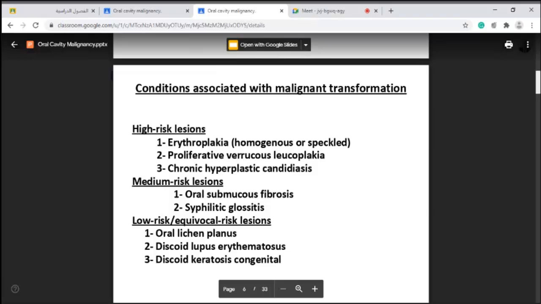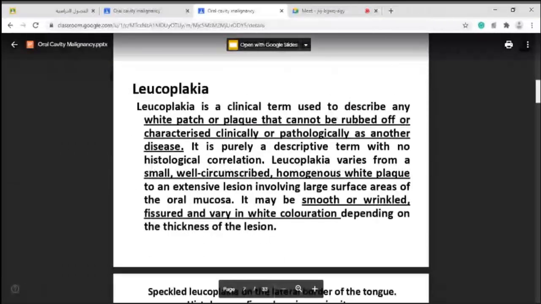Leukoplakia is a term used to describe any white patch or plaque in the oral cavity that cannot be rubbed off. This is an important differential diagnosis: how to differentiate it from the coated tongue of a dehydrated patient. Dehydrated patients have low saliva secretion and so have a coated tongue, but if you rub it off, it will disappear. In leukoplakia, this white patch or plaque cannot be rubbed off or characterized clinically or pathologically as another condition. It is purely a descriptive term with no histological correlation.